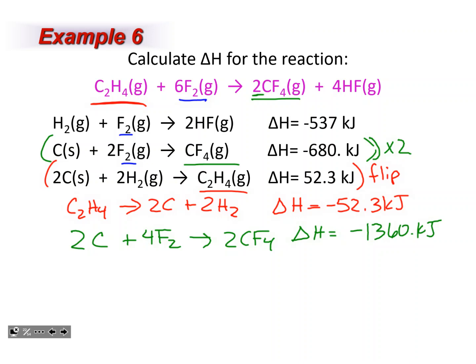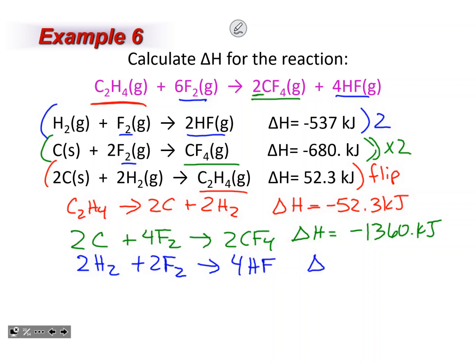So then I look at HF. HF is also in the products. I don't have to flip that one, but in my overall it's a 4. So I do need to multiply this one by 2 as well. Alright, so multiply by 2, so 2H2 plus 2F2 gives me 4HF. Delta H then becomes what? Negative 1074.